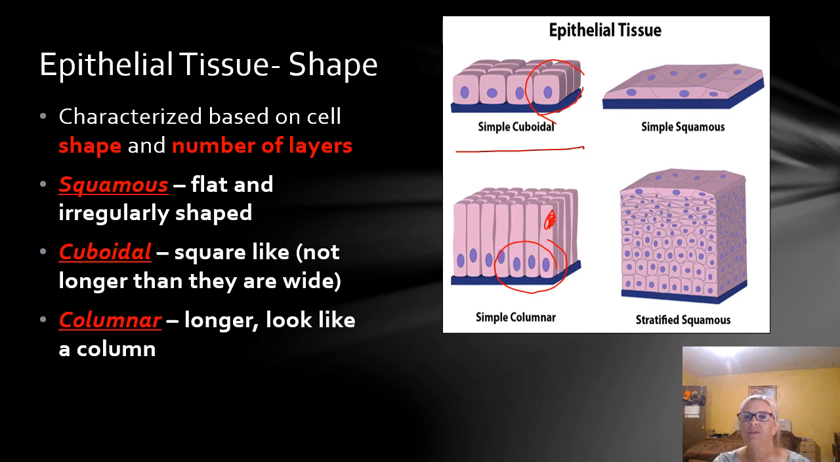Now, if you look at these two pictures on the right here, actually just the one here on the bottom, these all say simple, and this one says stratified. And we're going to look at the difference between simple and stratified in the next slide. And so let's review these here. We've got our simple cuboidal at the top because it is cube shape. We have our simple squamous at the top right. Squamous is flat and it doesn't have a real regular shape. And then we have our simple columnar here on the bottom left because it is column shaped.